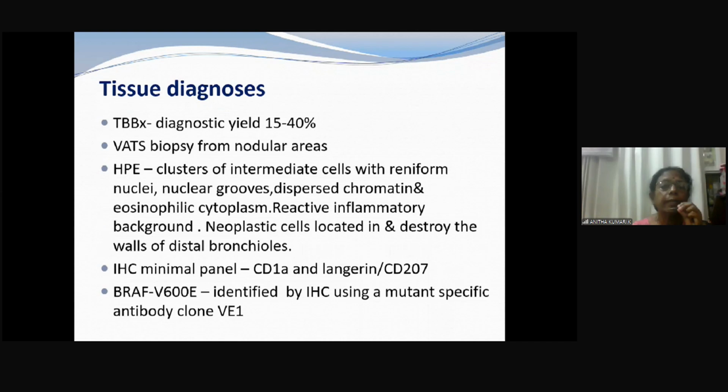And coming to the diagnosis, a transbronchial biopsy will give only a yield of 15 to 40%. So it's better to go for a VATS biopsy and take biopsies from the nodular areas that are evident on an HRCT. The histopathology shows clusters of intermediate cells with reniform nuclei, nuclear grooves, all this in the background of inflammation. The changes are mainly in the distal bronchioles with destruction of the walls. And if you want to do an IHC to make the diagnosis, you go for a minimal panel of CD1a and Langerin or CD207. And BRAF mutation can be identified by IHC using a mutant-specific antibody clone, namely VE1.